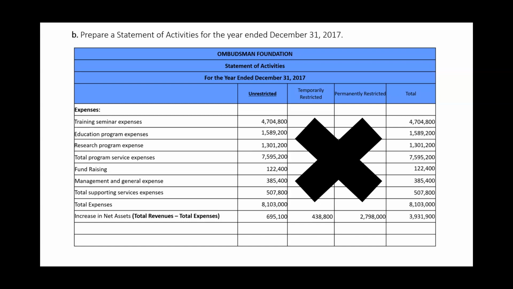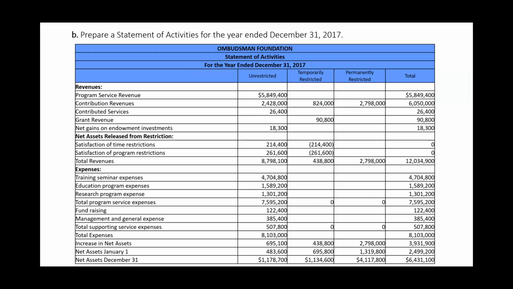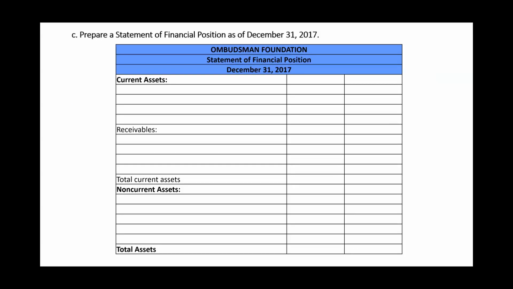So there we can see our total increase in net assets. We're going to look back at the fact pattern, see what was our beginning balance for each of those, and then we're going to look at our net assets as of December 31st. This is going to be the change in net assets plus the beginning balance of those net assets. Pretty simple, right? So just a reminder, once again, all expenses are reported in the unrestricted column, okay? And this is what your full statement of activities is going to look like.